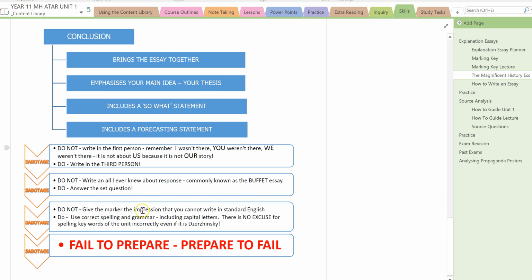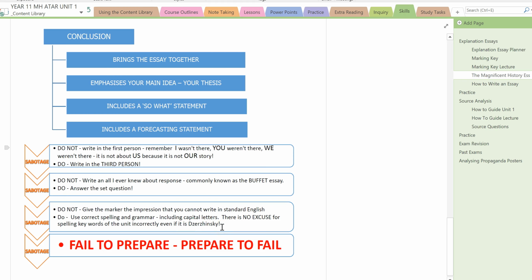Do not give the marker the impression that you cannot write in standard English. So you must avoid slang. You must keep it formal. Do use correct spelling and grammar. Include your capital letters. There is no excuse for spelling keywords of the unit incorrectly. Now, just ignore that. This is for a Year 12 unit, but it's very true.